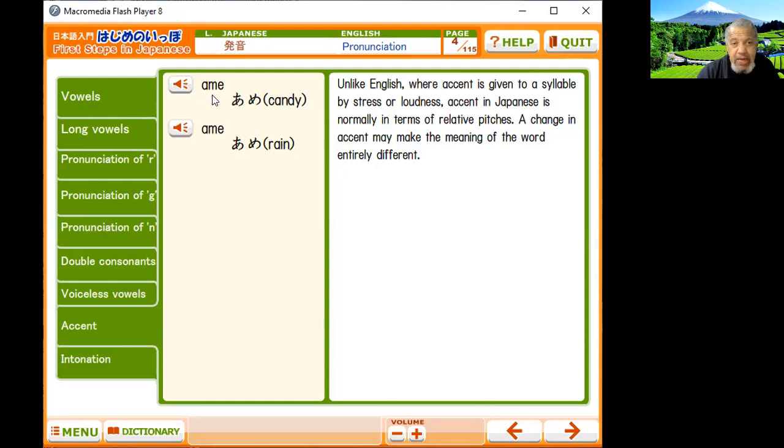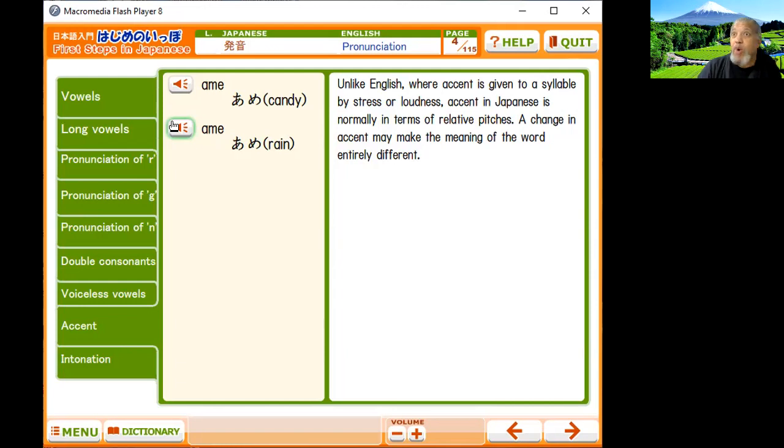For example, AME, you would think it says ame, but how about this? There are two different words with two meanings. Here's the difference. This is candy. Ame, a little bit of stress on the me. Ame. How about this one? Ame. Ah, rain.